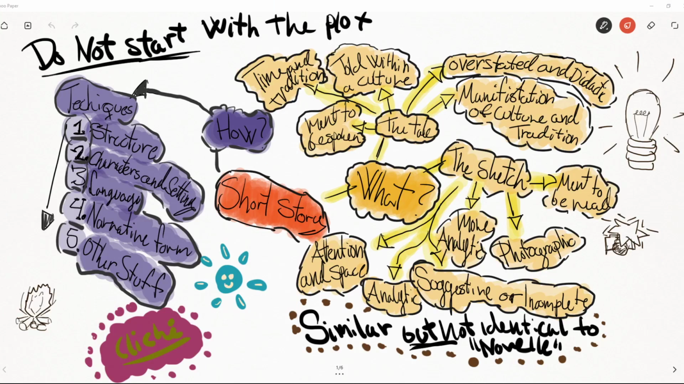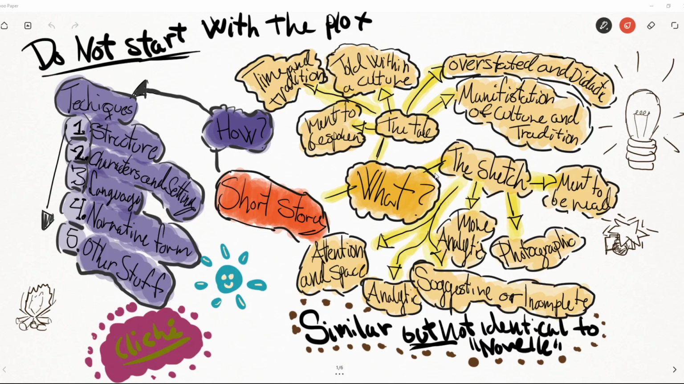Okay, so, the short story. I'll be talking mainly about two things, namely what it is and how you will be making it. So, first off, to start with the what. There are two kinds of short stories. There is the tale and there is the sketch.